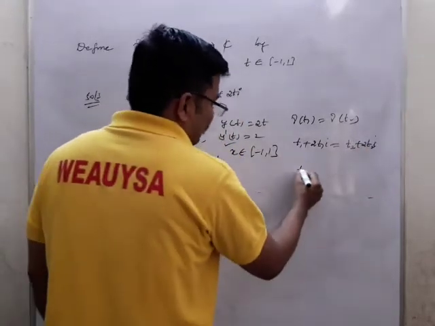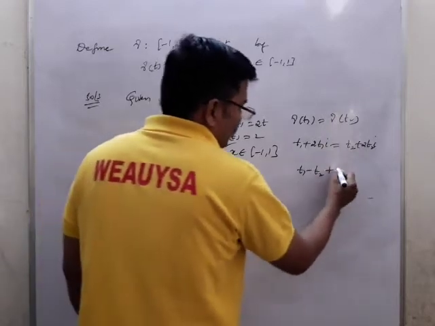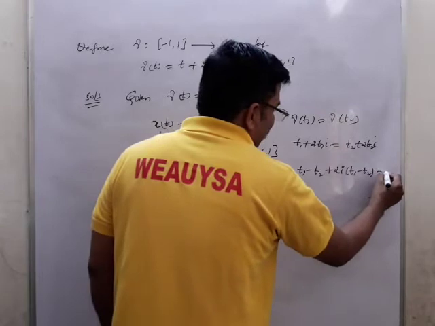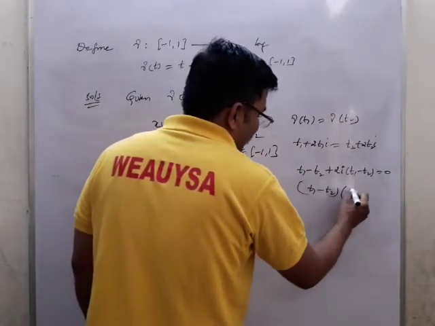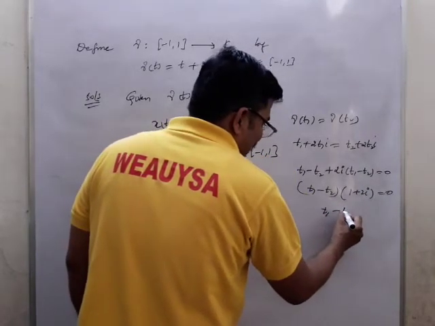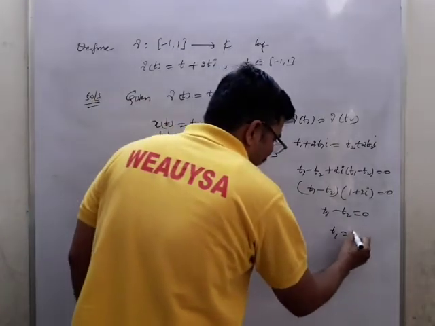Okay, so t1 minus t2 plus 2i common, t1 minus t2 is equal to 0. So t1 minus t2 is nothing but common: (1 plus 2i) times (t1 minus t2) is equal to 0. So t1 minus t2 is equal to 0, and you will be getting t1 equal to t2.